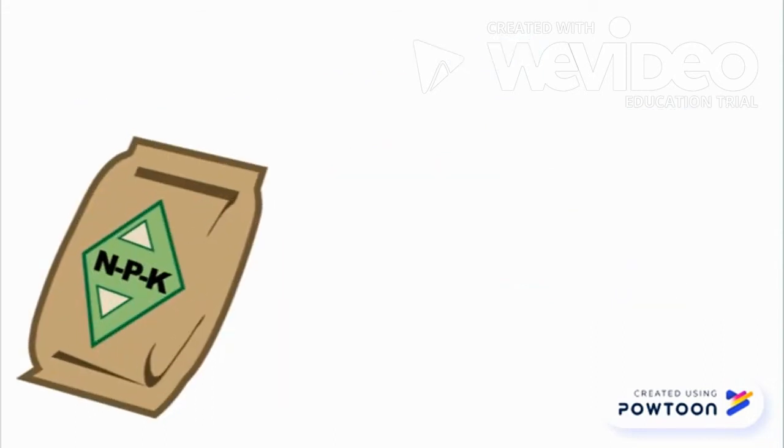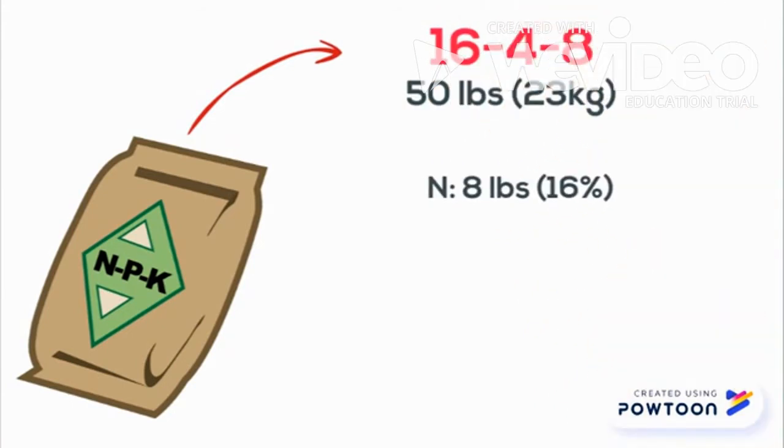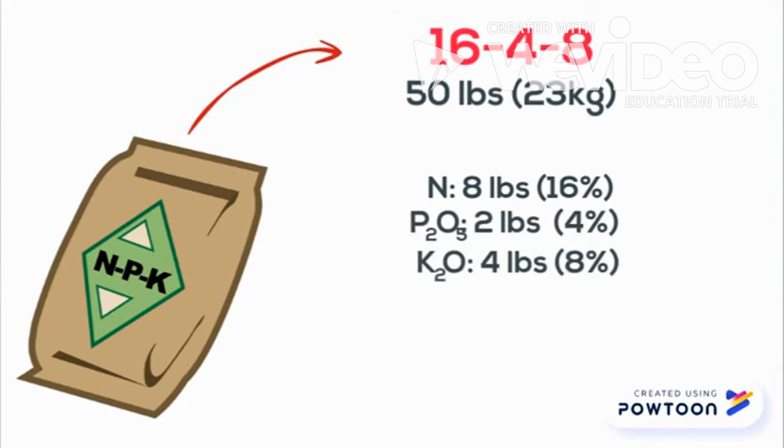For example, a 50-pound bag of fertilizer labeled 16-4-8 contains 16% or approximately 8 pounds of nitrogen, 4% or approximately 2 pounds of phosphorus, and 8% or approximately 4 pounds of potassium.